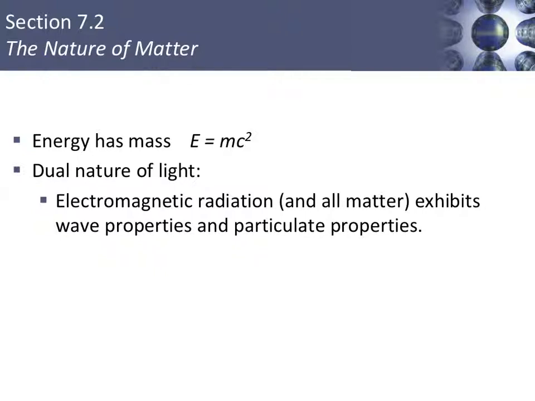So Einstein figured out, or proposed, that energy has mass. That's where the famous equation comes from, right? Energy equals mass times the speed of light squared. So we get this idea that light is made of particles and made of waves.